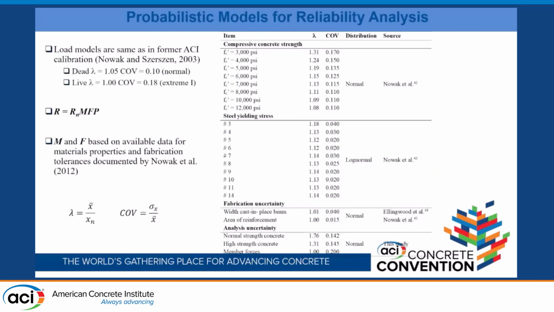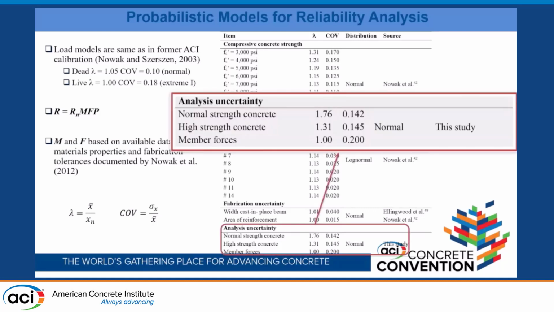This table summarizes all the probabilistic models that we use for our reliability analysis. All of them are expressed in terms of two parameters, bias factor and coefficient of variation, that are essentially mean and standard deviation in a normalized way. Essentially, everything was consistent with previous calibration of ACI, except for the analysis uncertainty that was derived specifically for this model in this paper, based on the considerations that I showed you just a few slides ago. So different models for normal and high strength concrete, and also a consideration that the forces that we predict with the strut and tie might not be exactly what will develop in reality.